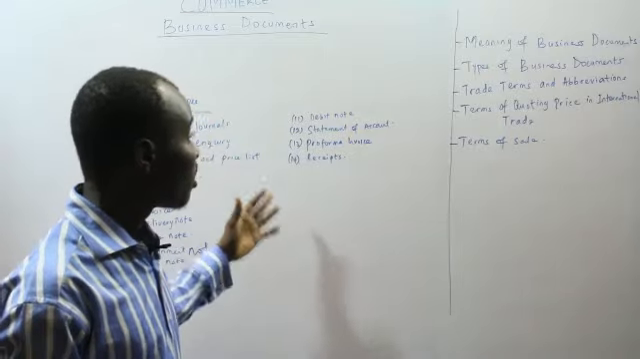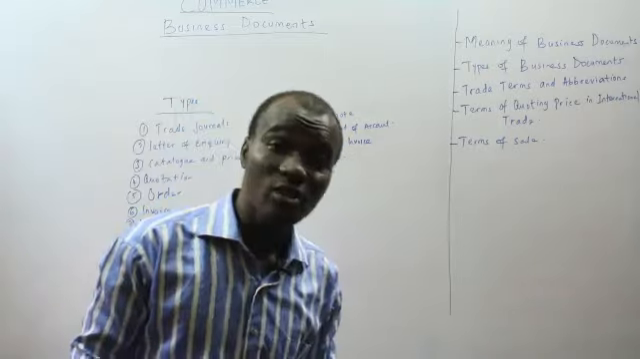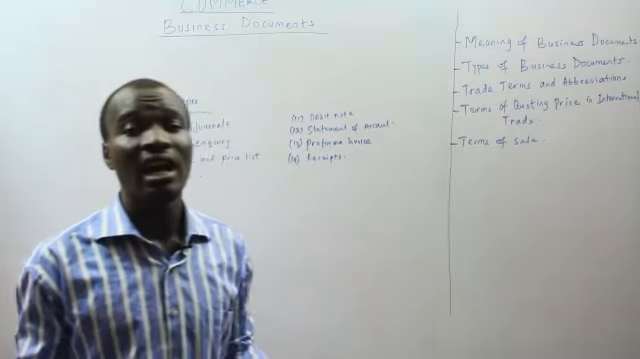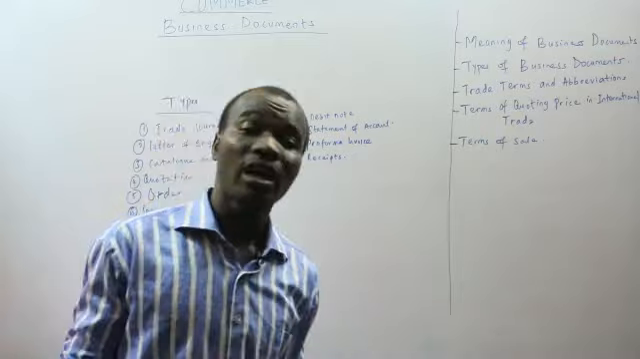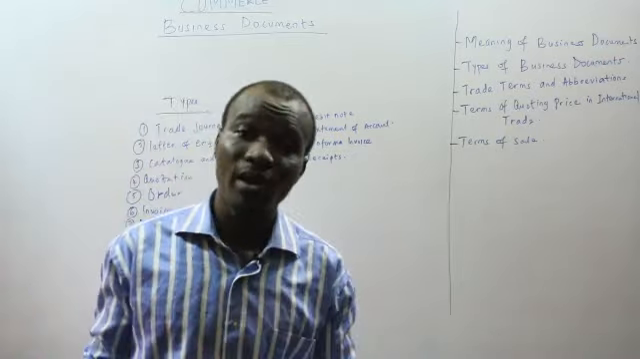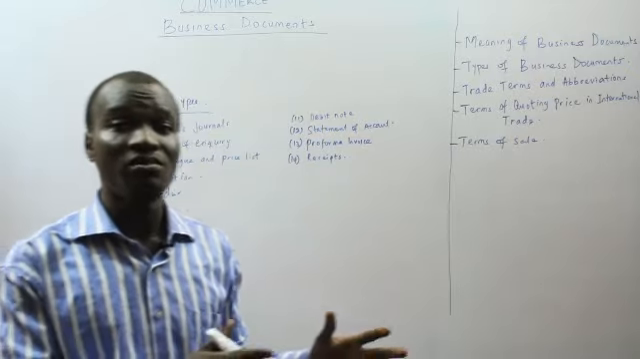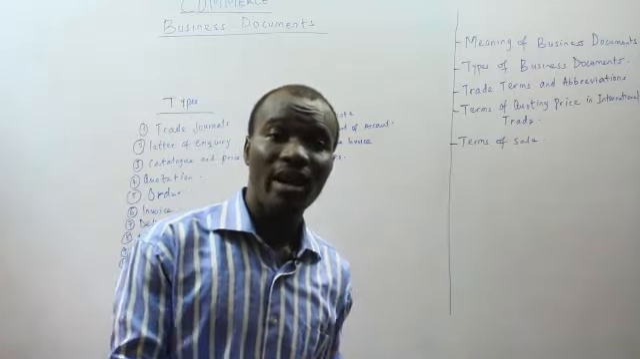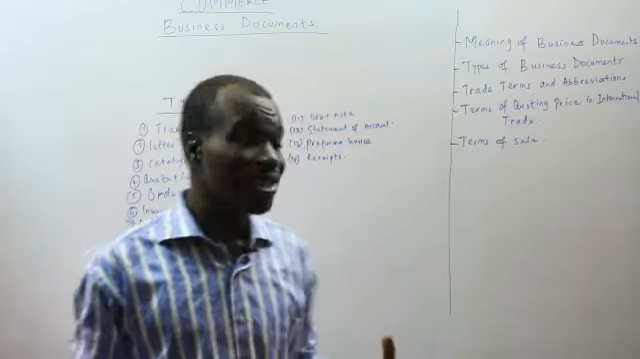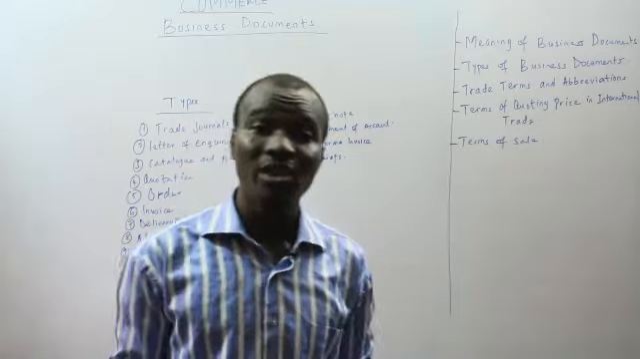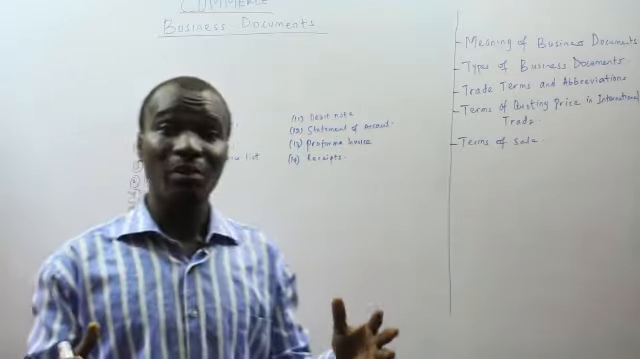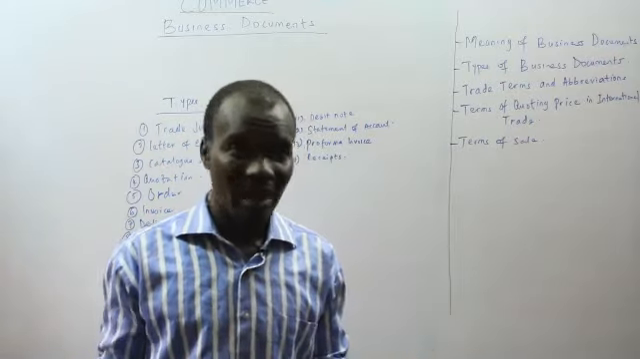So we have the statement of account. This document shows all of the details of transactions between the seller and the buyer. So it's sent by the seller to the buyer to show all of the transactions within the period. That is the total amount of goods sold to the buyer, the total amount of receipts, which is the total amount of payment made by the buyer, and also the balance due by the buyer.